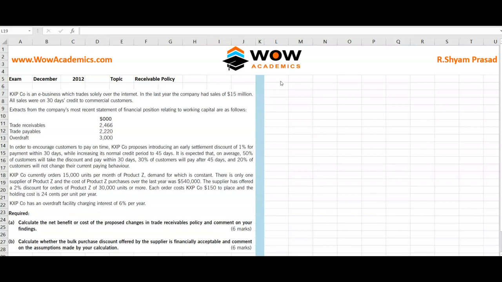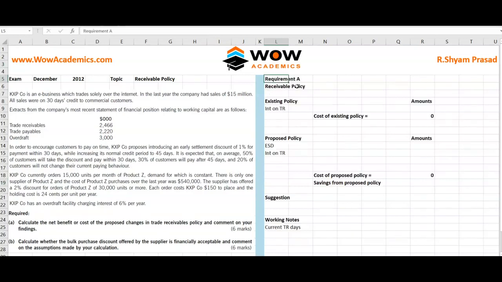So what we'll do is start from a format which I've already prepared. We'll start from this requirement A, receivable policy. There are two policies here. One is the existing policy, and the other one is the proposed policy. So we'll find out the cost of the existing policy. In the existing policy, we are having a lot of credit sales, and with these credit sales, we are giving 30 days of credit to our customers, but we are not sure how many days of credit they take. So first we'll find out how many days they are taking to pay the credit.